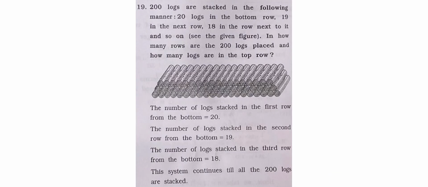Now students, let us see question 19 of your textbook. 200 logs are stacked in the following manner: 20 logs in the bottom row, 19 in the next row, 18 in the next to it, and so on as shown in the figure. In how many rows are 200 logs placed and how many logs are there in the top row? So here you can see in the diagram that in the first row there are 20 logs and next to it there are 19 logs. So in each row one log is reduced.